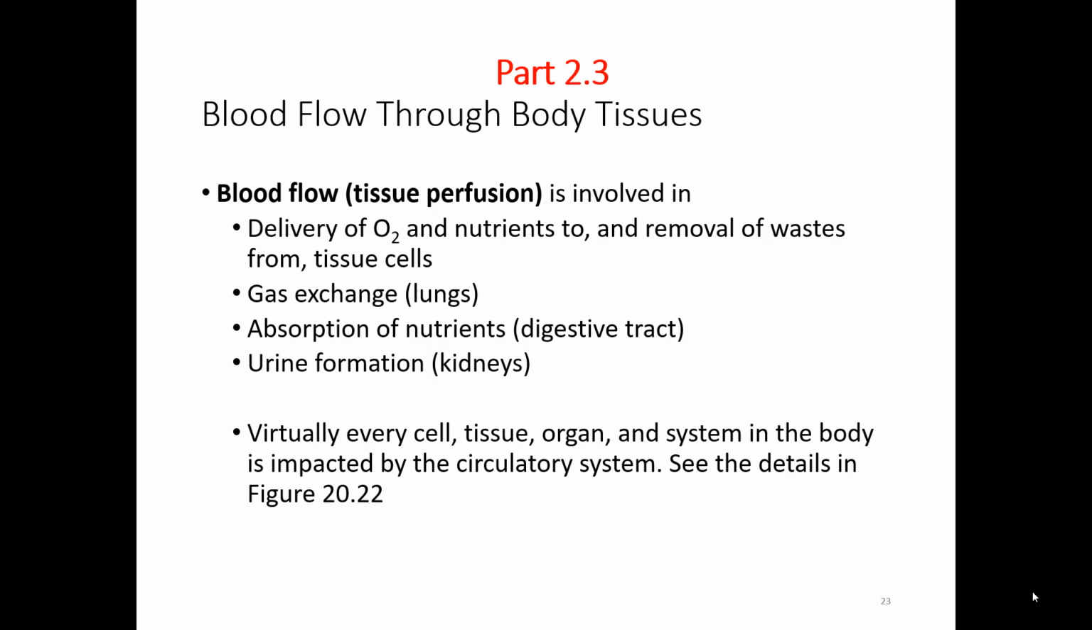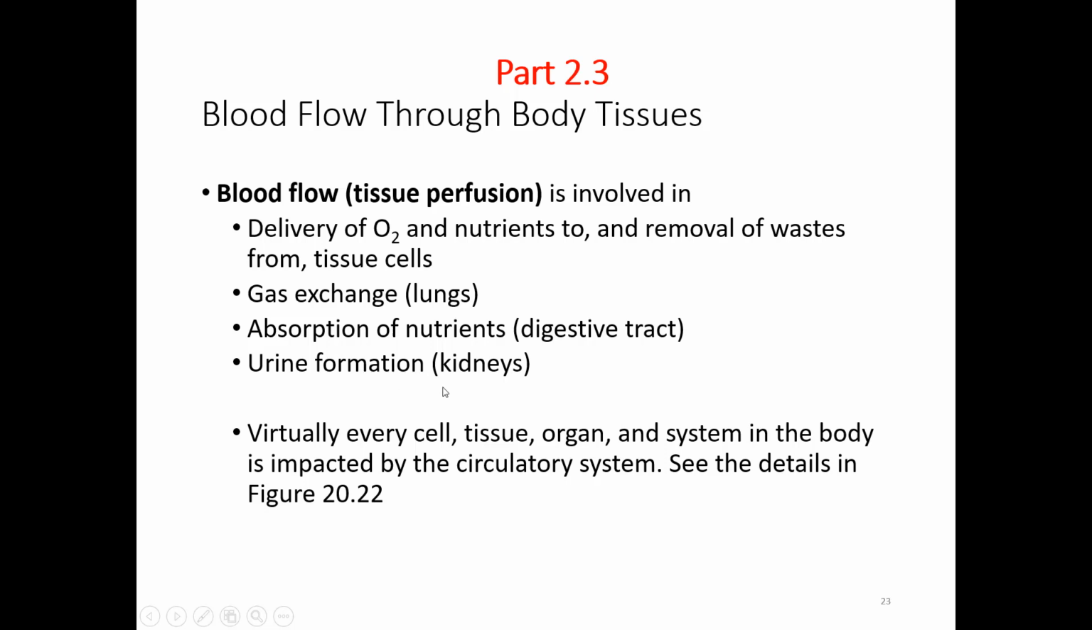Blood flow through body tissues is called tissue perfusion, as you already know. Blood delivers oxygen and nutrients to the tissues and removes waste from them. Gas exchange happens in the lungs, where blood receives oxygen and gets rid of carbon dioxide. Also, tissue perfusion provides absorption of nutrients inside of our digestive tract, mostly the small intestine, and urine formation is also provided by tissue perfusion.